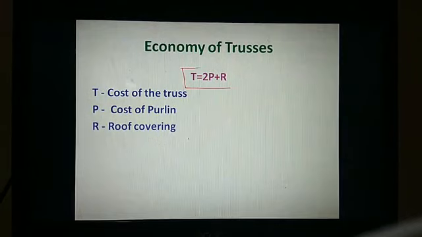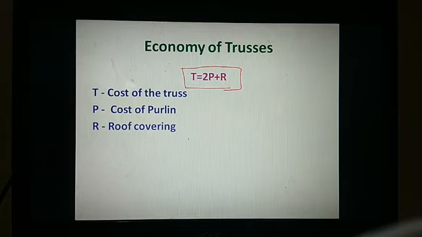One of the important formulas you have to remember is this. How am I going to use this formula for tomorrow's problem, you will be able to understand here itself. T is equal to 2P plus R. Very important for competitive exams. This is the economy of trusses: how to decide the economy of the trusses based on its span. Earlier we have seen the span length of the truss decides its economy, right?